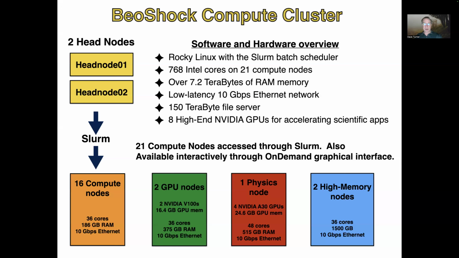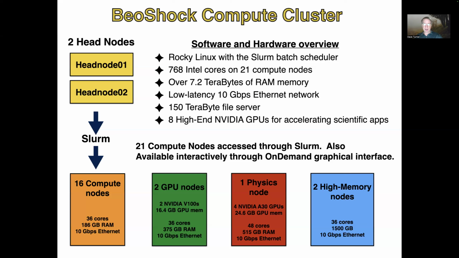So all told, the BeoShock compute cluster has 7.2 terabytes of RAM memory on all 21 nodes added together. And these are connected with a 10 gigabit per second Ethernet network that's very low latency. And if you were going to run a job on multiple compute nodes, then you would be using that network to communicate back and forth while your job runs.